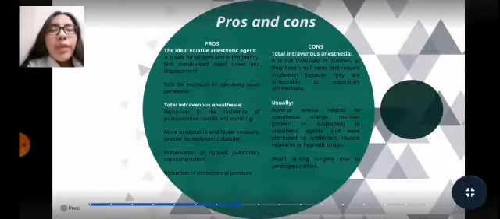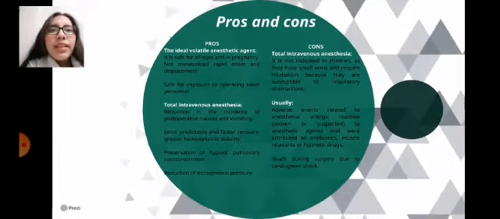Pros and cons. Pros: the ideal volatile anesthetic again. It is safe for all ages and in pregnancy. Non-metabolic, rapid onset and displacement. Safe for exposure to operating room personnel. Total intravenous anesthesia: reduction in the incidence of postoperative nausea and vomiting. More predictable and faster recovery, greater hemodynamic stability. Preservation of hypoxic pulmonary vasoconstriction, reduction of intracranial pressure.